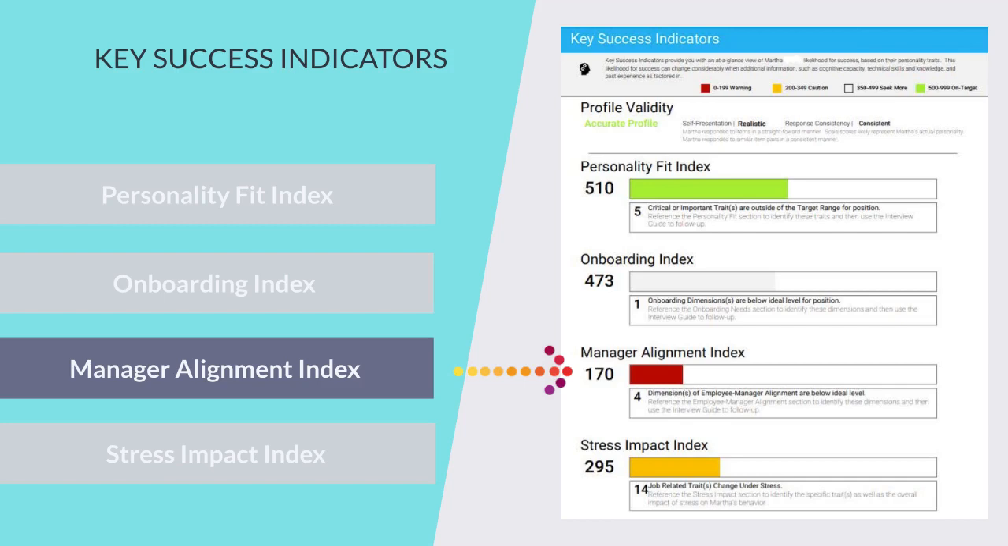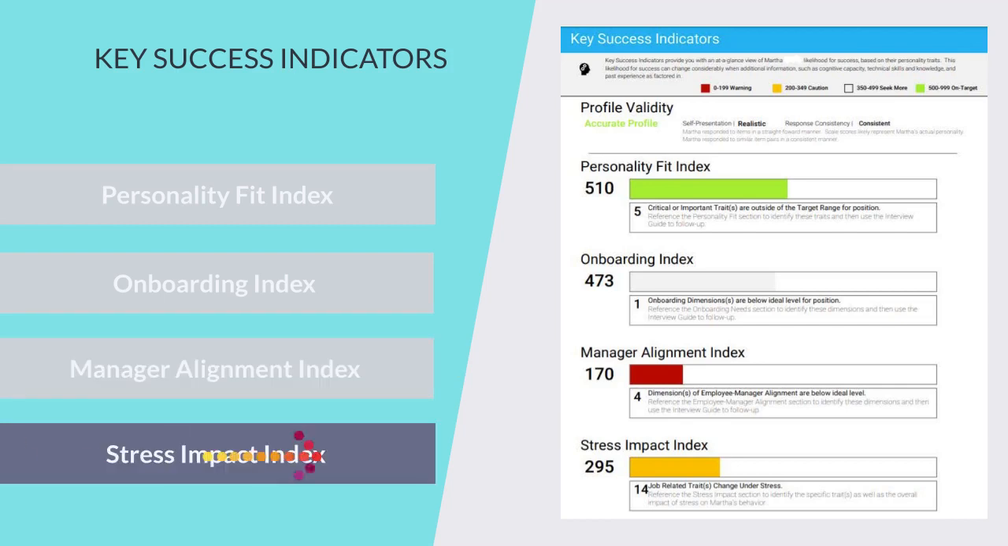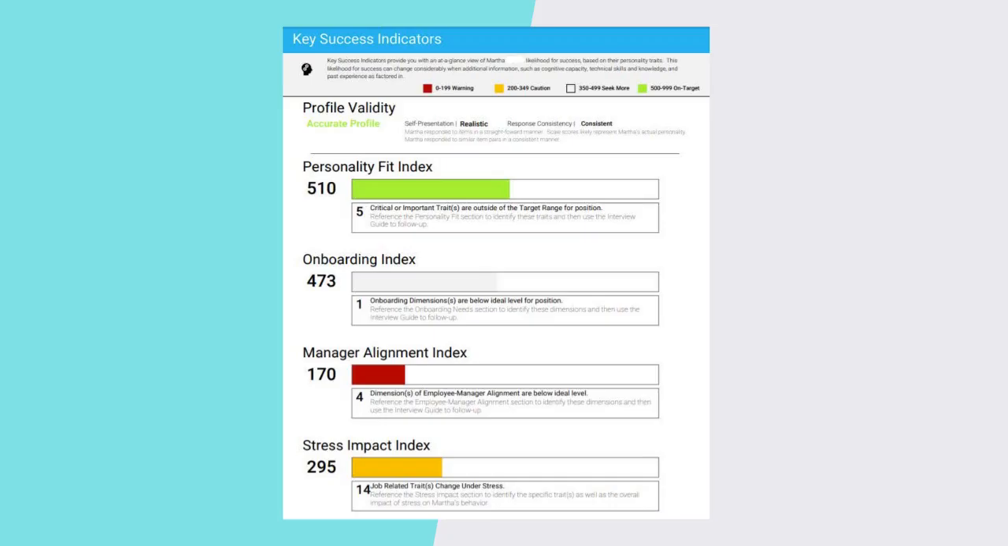Again, a reminder, if anyone who has completed the WSQ-Discovery is not selected, this section will not be included. You can select any individual in your dashboard when you run the report. The Stress Impact Index provides insight into the overall impact of stress on the test taker's behavior, as well as information on how much job-specific personality traits may change under stress.